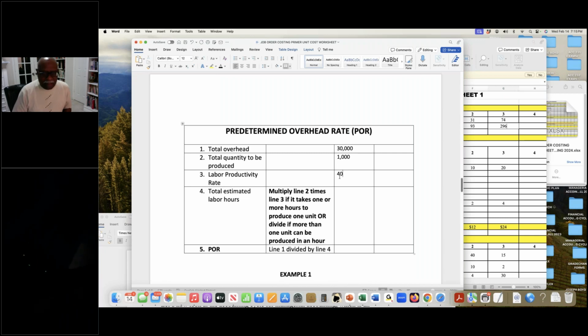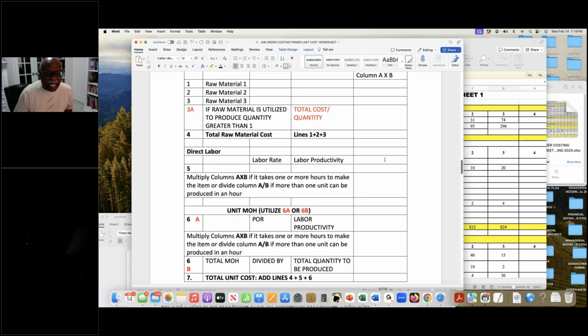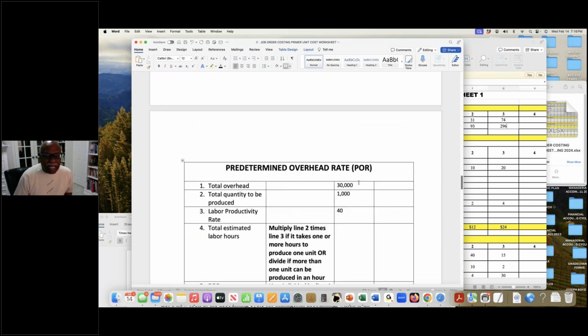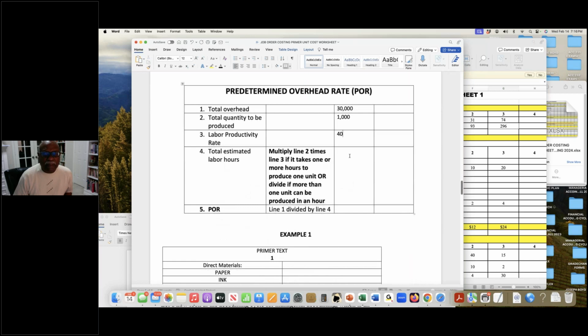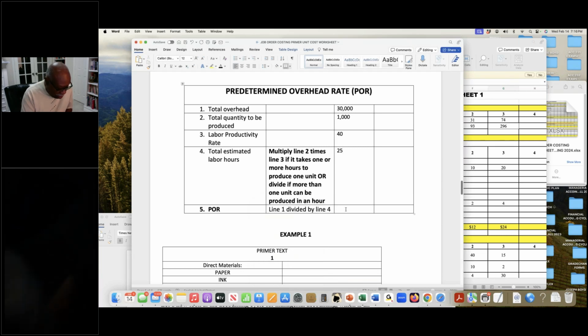If you divide to get the labor rate, then down here on this table, you're going to divide also. So if we divide 1,000 by 40, what do we get? 25. Okay, that's 25. So our POR is line 1 divided by line 4. If we divide 30,000 by 25, how much do we get? 1,200. That's how the POR is calculated.